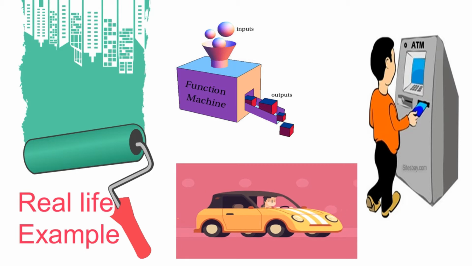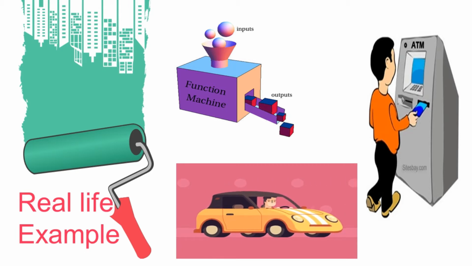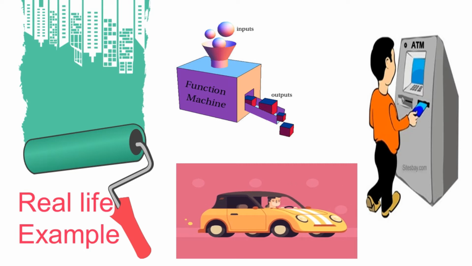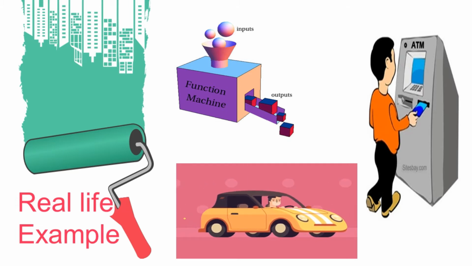Another example is driving a car. When driving a car, location is a function of time. And also we are going to take another example, the ATM machine.